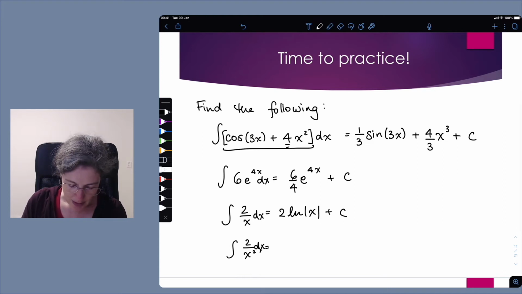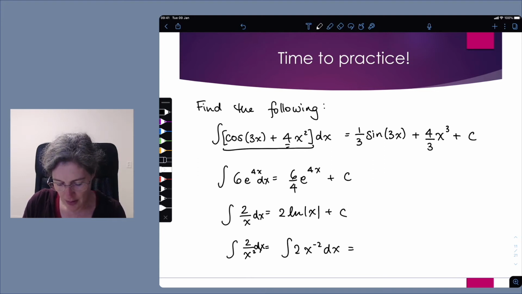Well, I'm going to rewrite this slightly as 2x to the minus 2 dx. And now I see that it's a power rule. So I must have started out with an x to the minus 1, because when I differentiate that, it's going to bring down a minus, so I'm going to need to divide by a minus, which is the same as multiplying by a minus, and I'm going to need a 2 over there, plus c.